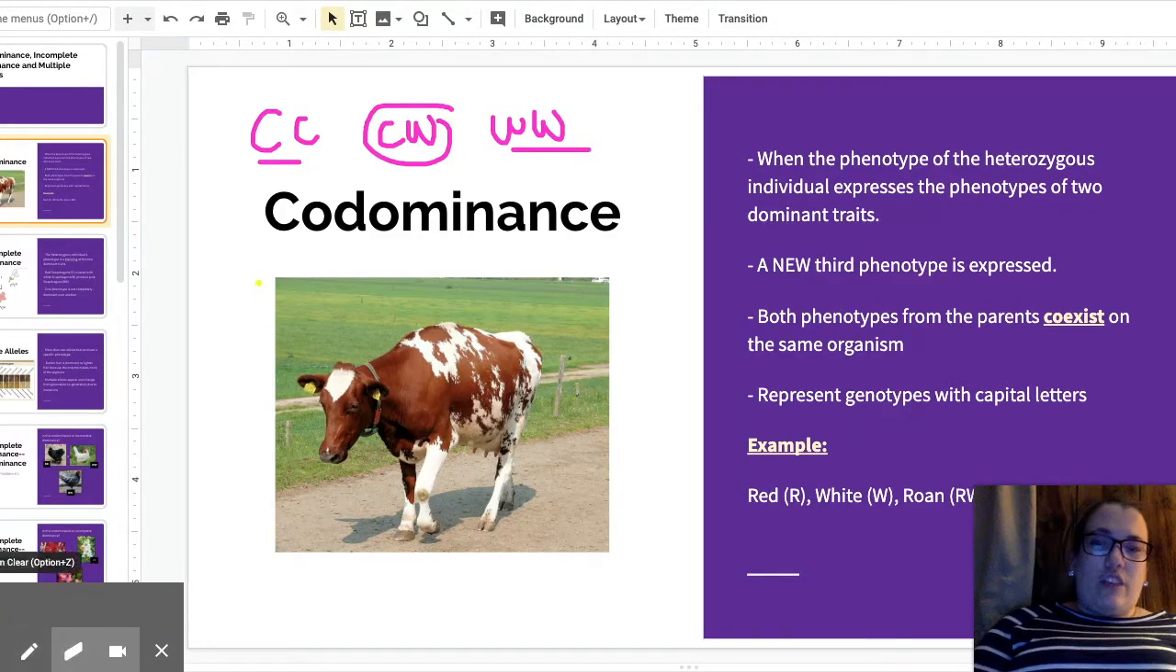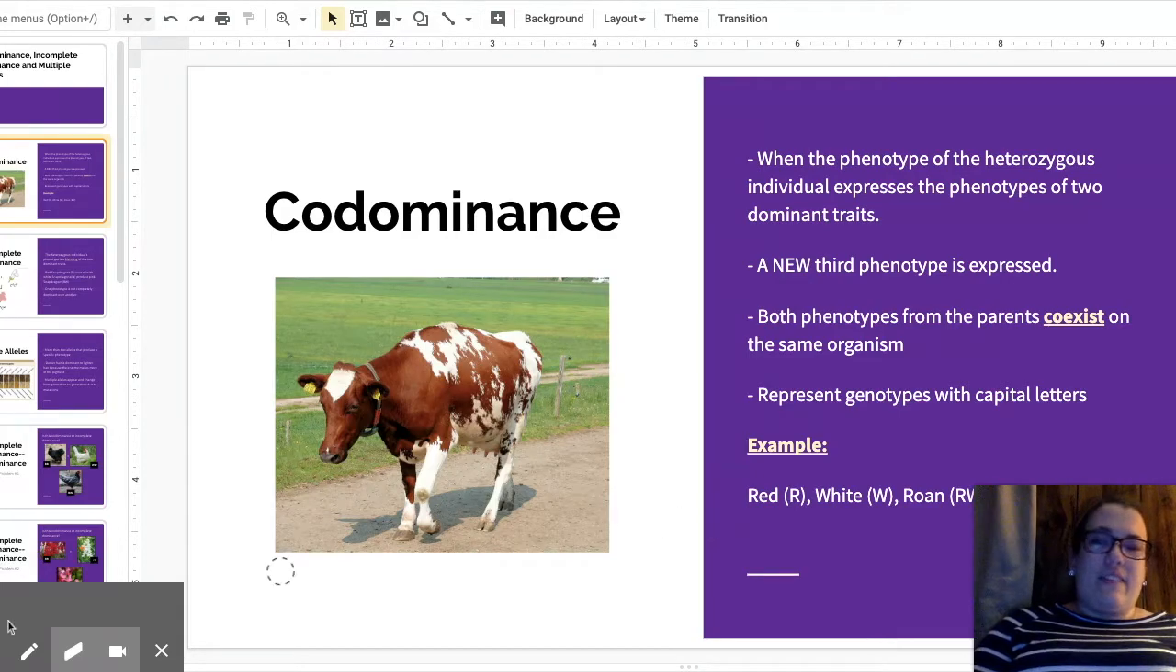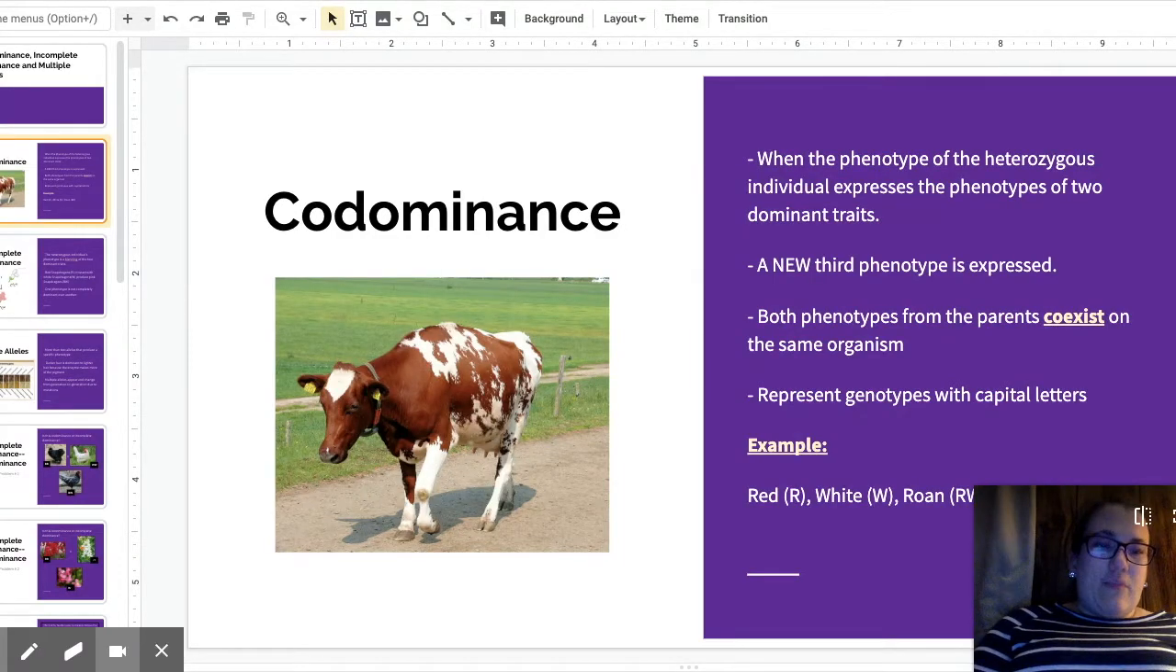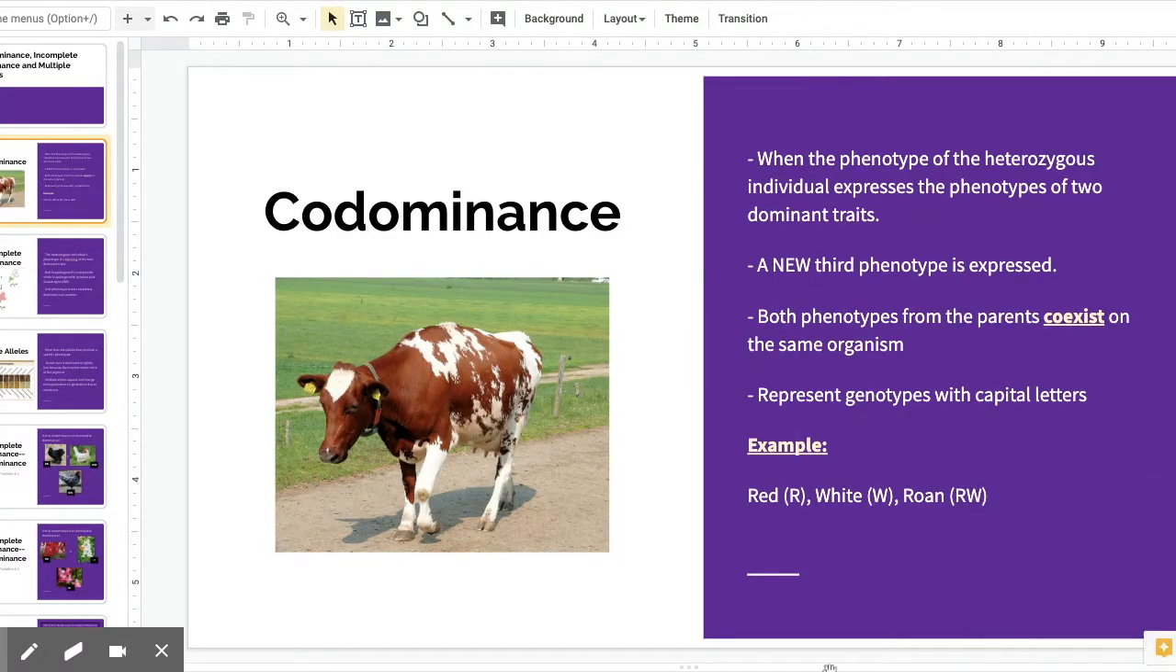Both of the phenotypes from the parents are going to coexist in the same organism. And we usually use capital letters to represent this. We don't use capital and lowercase because that implies dominance. A good example of this is the red, white, or roan color that I was talking about. So if big R is for red and big W is for white, the RW, the heterozygote, would be this roan color because it's coexisting on the same organism.